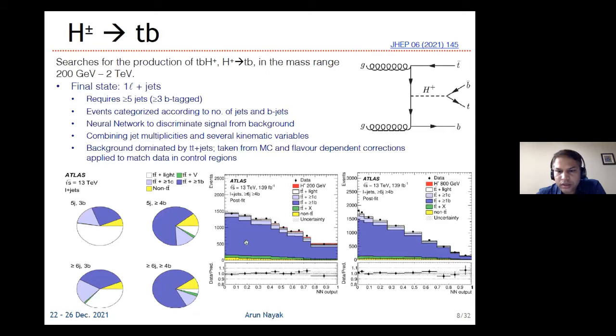Here you can see, for example, different backgrounds and the signal in red. This is for the signal of 200 GeV, and this one is for the signal of 800 GeV. As you can see, as you choose different mass hypotheses, the background distribution also changes.